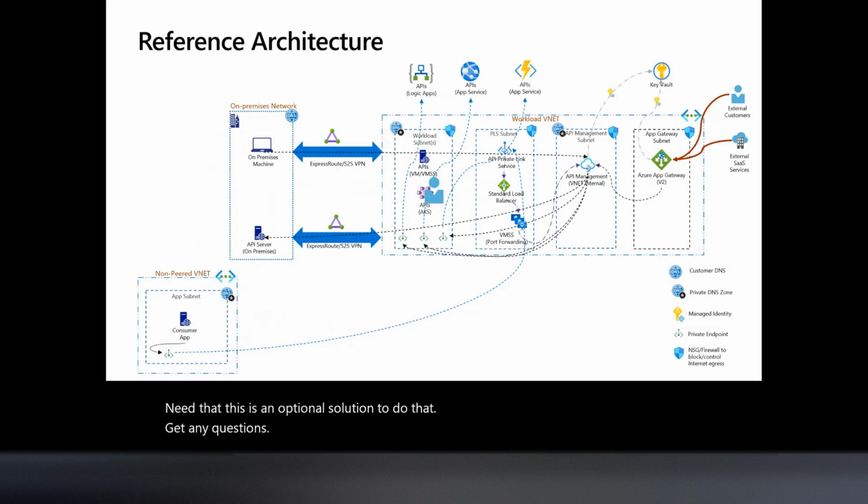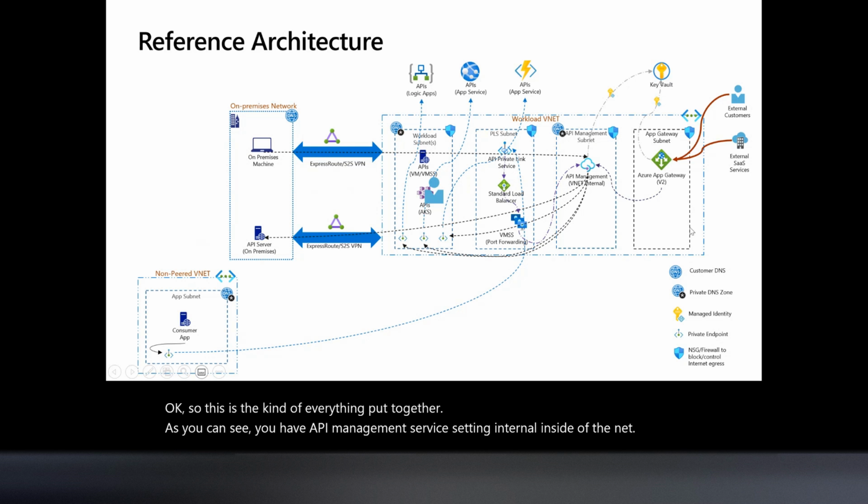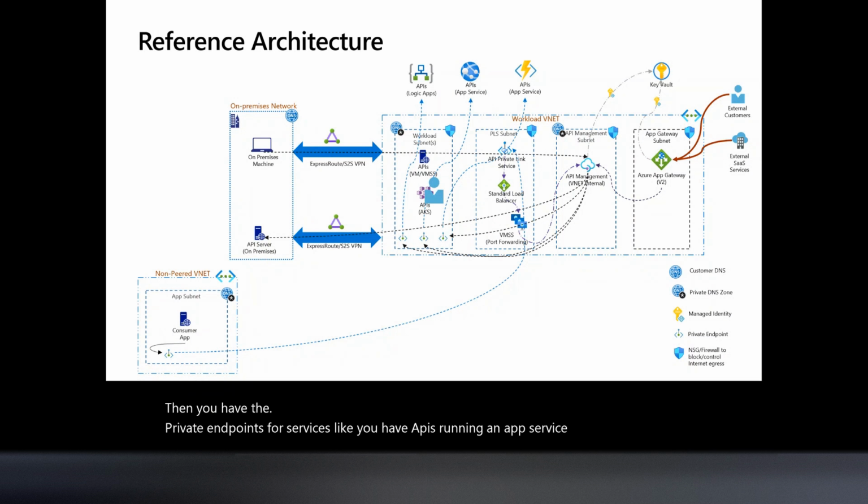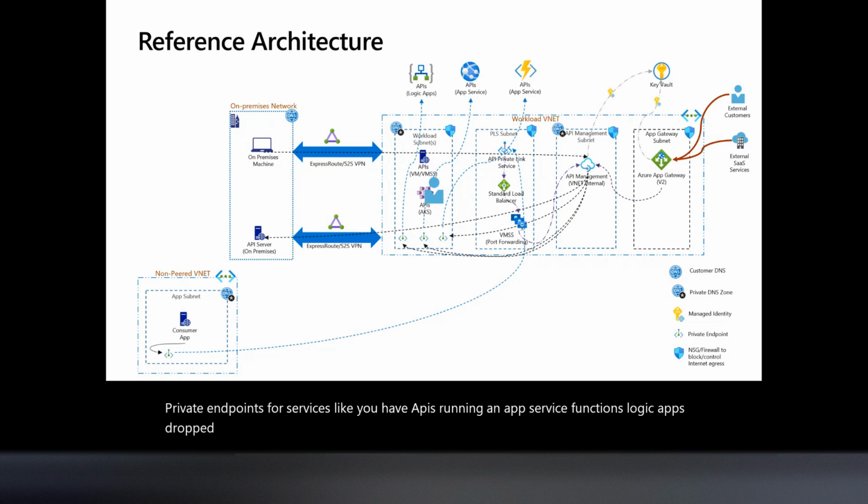Okay, so this is everything put together. As you can see, you have the API management service sitting internal inside a VNet. You have the application gateway, which is talking to that API management service, using it as a backend. Then you have the private endpoints for services like APIs running in an app service, functions, and logic apps dropped inside the VNet that API management is accessing.